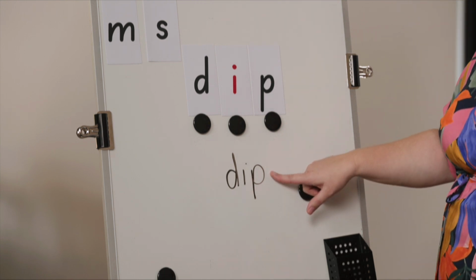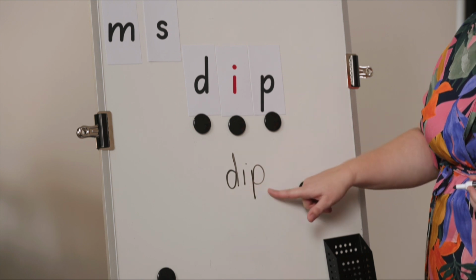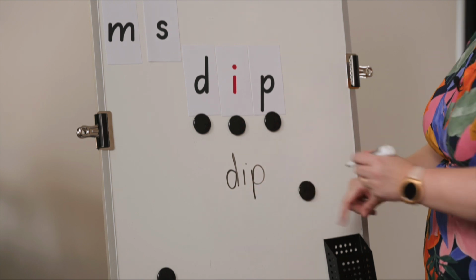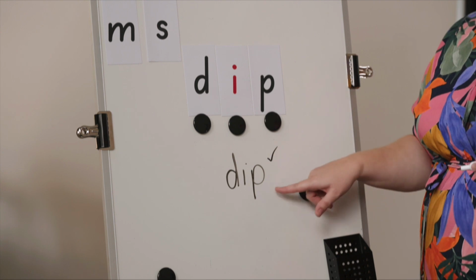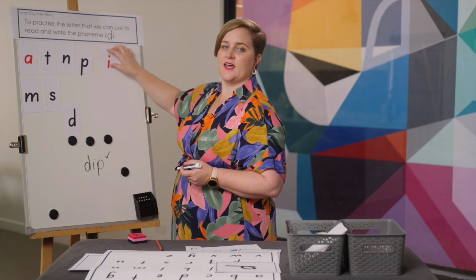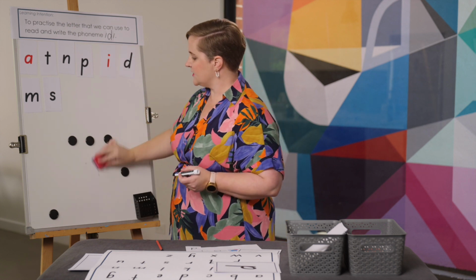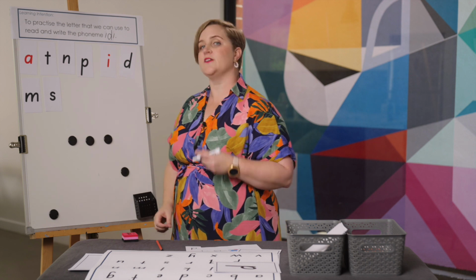Dip. Now let's read the word that you just wrote. D-ip. Dip. Tick and fix. Good job. Put our letter tiles back and we have a new word. The word is sad. What word?